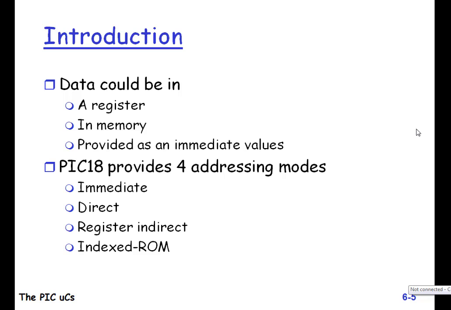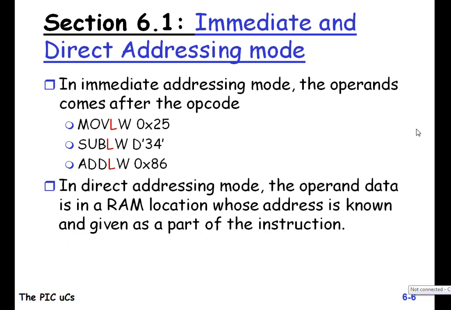First is the intro, in which data could be in a register, in memory, or given as an immediate value. The PIC18 provides four addressing modes: first immediate, second direct, third register indirect, and fourth indexed. This topic is from section 6.1, on immediate and direct addressing modes.